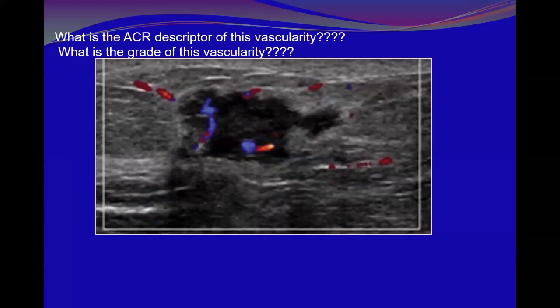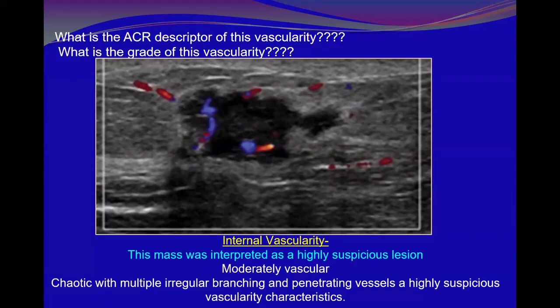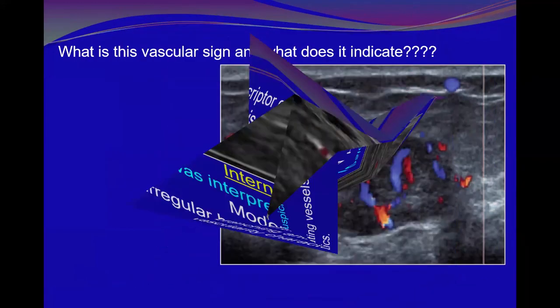Okay. What is the ACR descriptor of this vascularity? And the grade of vascularity? Internal and hypovascular. Is it hypo? Intermediate vascularity. Intermediate vascularity. And we have both rim or peripheral and internal vascularity. This area is rim, at the wall, and these are internal vascularity. When the majority is internal, it is moderate. It is highly suspicious because it is chaotic type. The lesion is morphologically suspicious and the vascularity is suspicious.